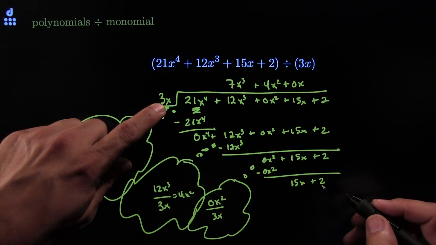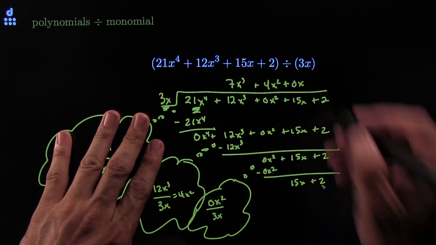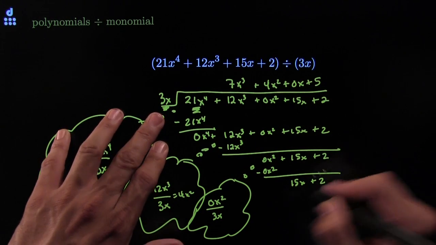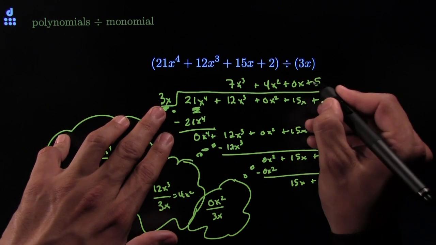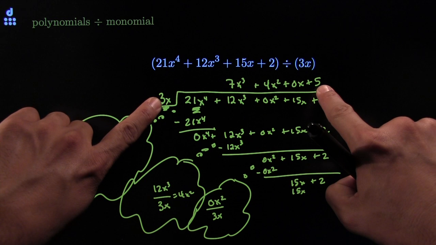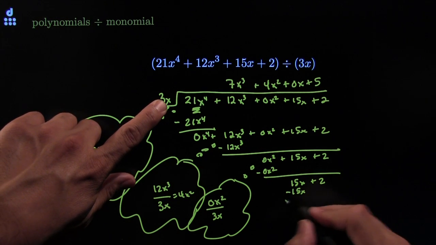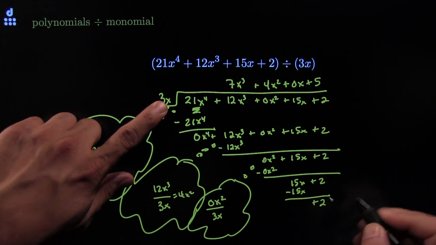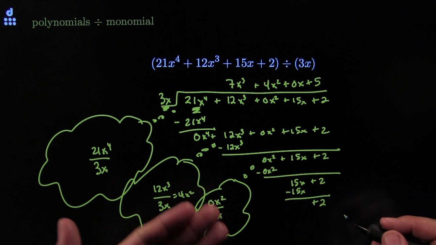Now I ask myself, how many times will the 3x go into the 15x? And of course that would be 5. So then you take the 5 and you multiply it. That gives you 15x. Then I subtract it. And then I bring down the next guy. And you start the process all over again.